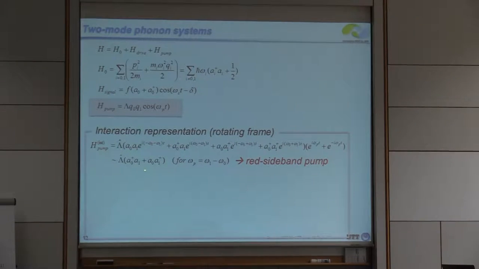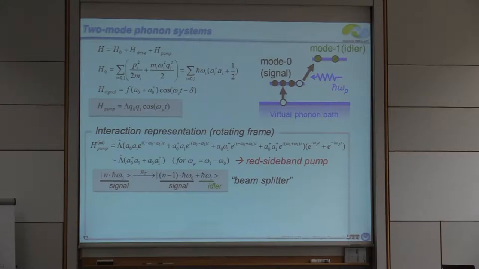So this means annihilating a phonon in mode 1 and creating a phonon in mode 0, or generating a phonon in mode 1 and annihilating a phonon in mode 0. This corresponds to the so-called beam splitter Hamiltonian: annihilating one mode and moving to the other mode. In the phonon picture, you have two modes, mode 0 and mode 1, and this Hamiltonian moves phonons from mode 0 to mode 1 by applying the frequency difference between these two levels. This is the beam splitter Hamiltonian, and we call it red sideband pumping.